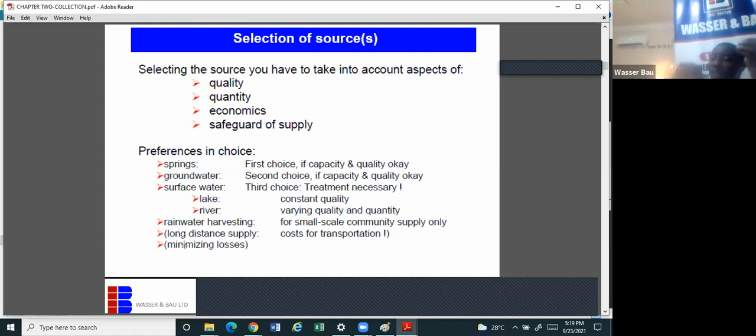And in choosing your water source, we prefer spring water. Spring water is the best. The second one is groundwater. The third one is surface water. And in surface water, there are two of them, the lake and the river. We prefer the lake water. Then you have rainwater harvesting. You have the long distance water supply.